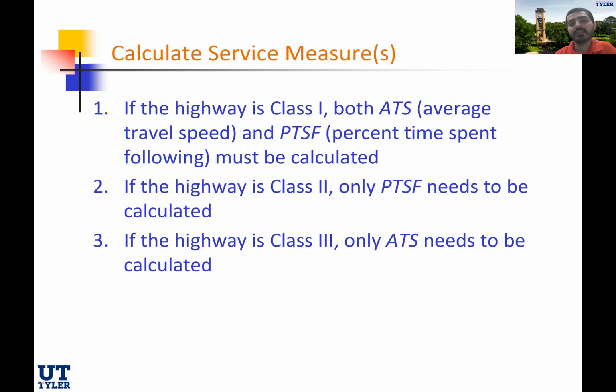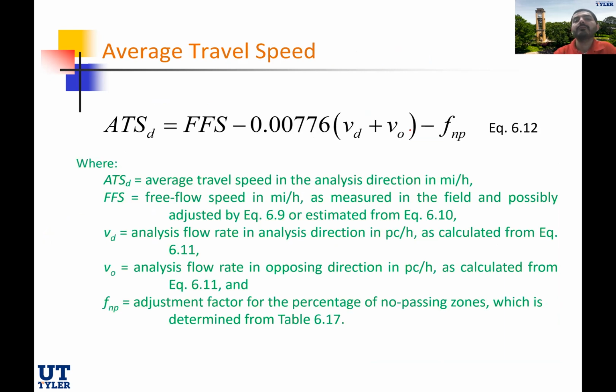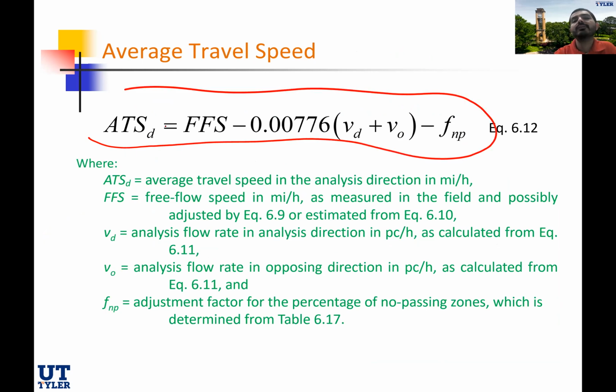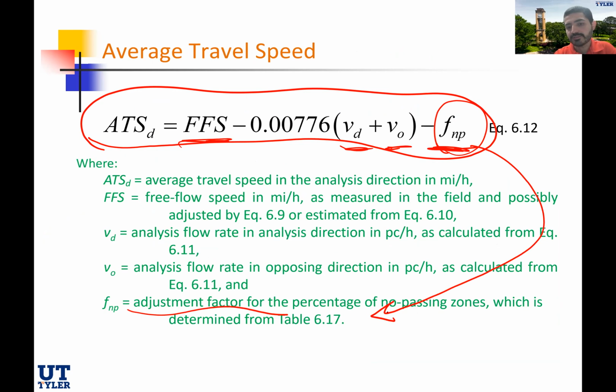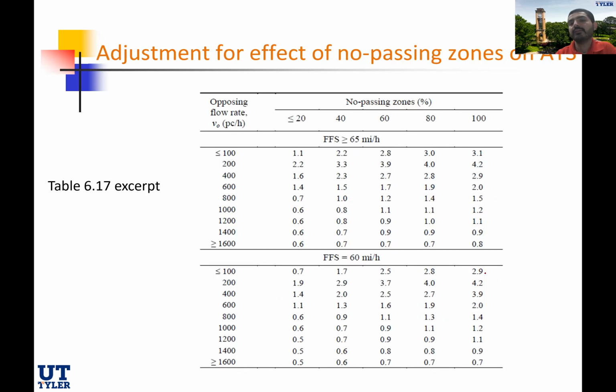And then these are now the steps to calculate the service measures. Again, this is the equation for ATS. It will be provided to you in the exam, which is the free flow speed minus 0.00776 times VD plus VO, minus FNP. And we define what FNP is using the table, the adjustment factor for percentage of no passing zone. That is table 6.17 right here.